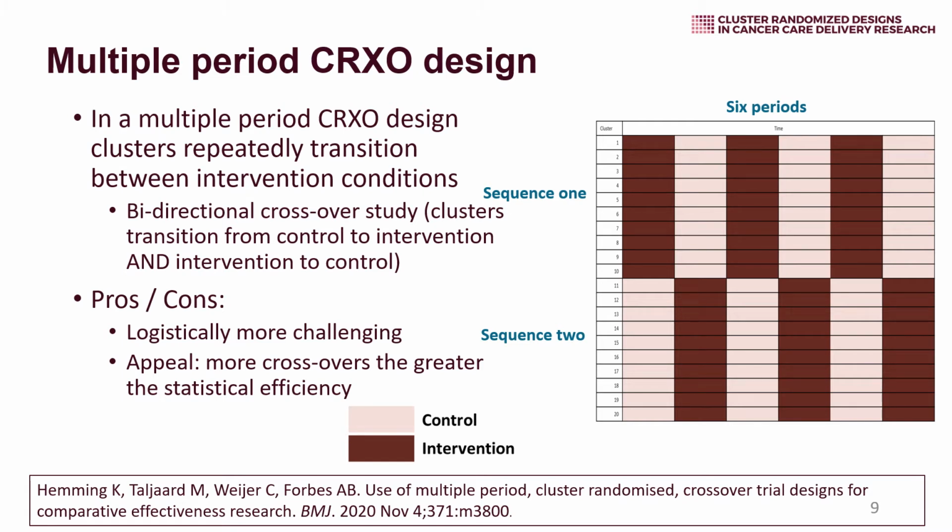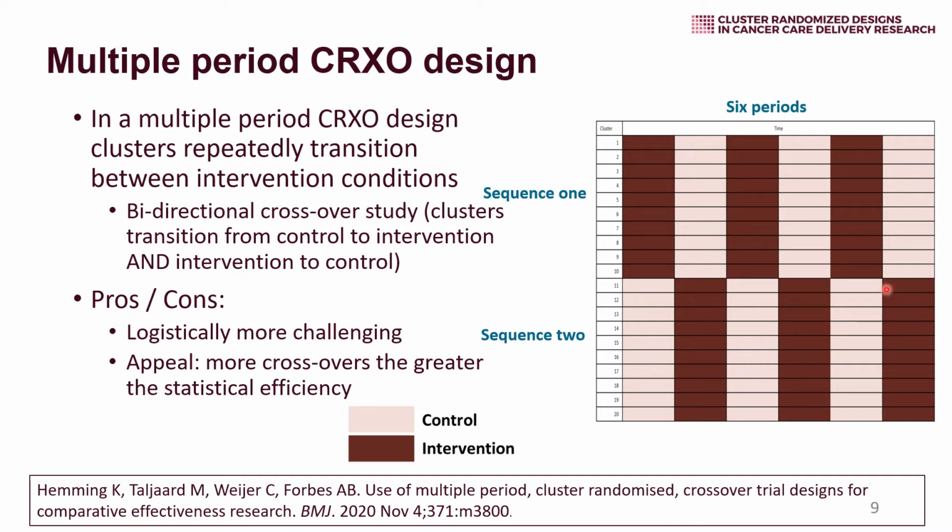Now in a multiple period cluster crossover design, clusters repeatedly transition between the intervention conditions. So in this example here, clusters allocated to sequence 1 start off under the intervention condition, then switch to the control, then switch back to the intervention, and so on. And this design has 6 periods. But multiple period cluster crossover designs could have as many periods as you wanted. Under sequence 2, they receive the opposite. They are observed first under the control, then switch to the intervention, then again under the control, and so on.